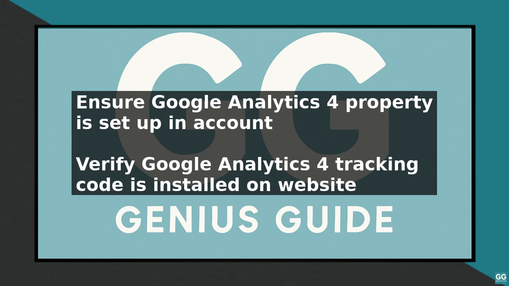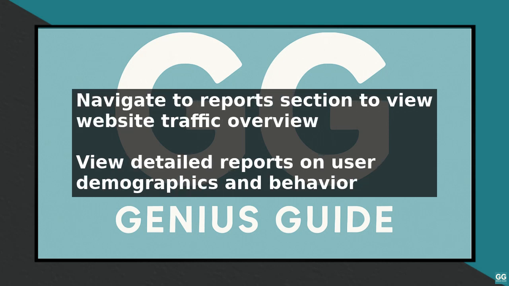Next, verify that the Google Analytics 4 tracking code is installed on your website. This code is usually installed in the header of your website and is used to track user interactions. You can verify this by viewing the source code of your website or by using the Google Tag Assistant.